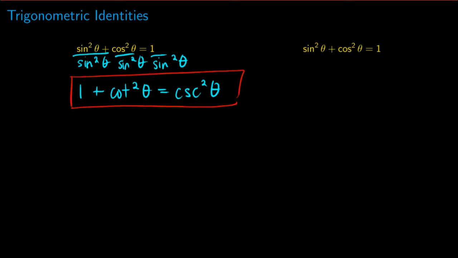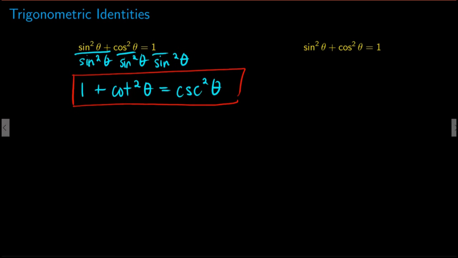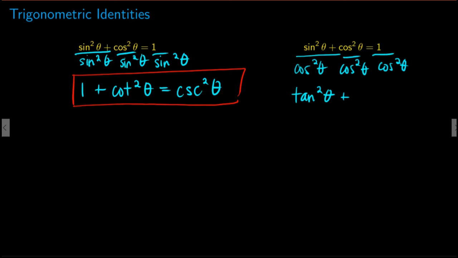If we want to derive the third equation, we'll do a similar thing, but just divide everything by cosine squared of theta instead. So on the left here, we'll divide by cosine squared of theta. And on the right, leaving us with sine squared over cosine squared is tangent squared of theta, plus cosine squared over cosine squared is just 1, equals 1 over cosine squared of theta. 1 over cosine squared of theta is just secant squared of theta, which gives us our third Pythagorean identity.